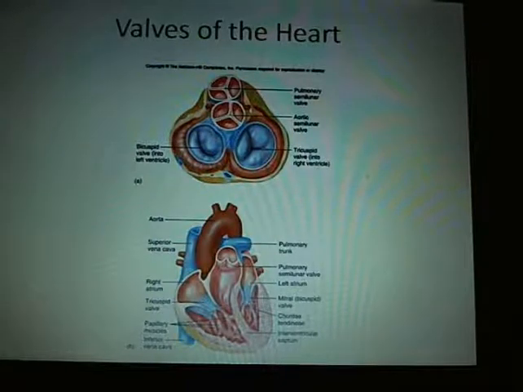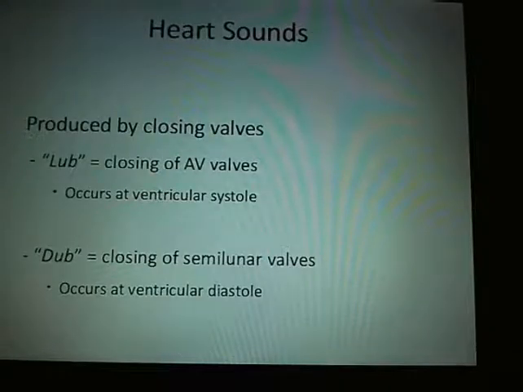And here is a diagram of the valves. Okay. When you listen to the heart, lub dub, lub dub, lub dub. The lub is the closing of the atrioventricular valves.